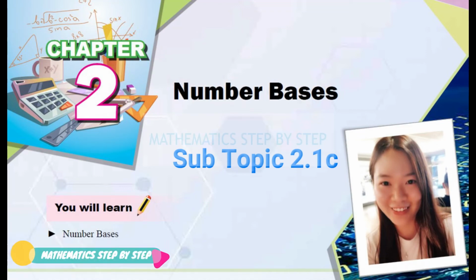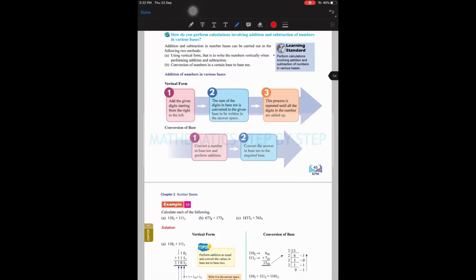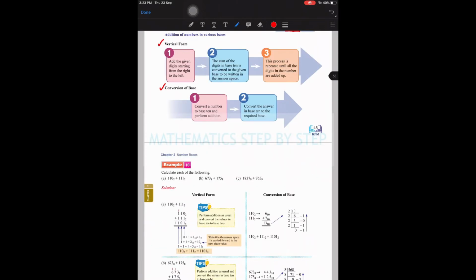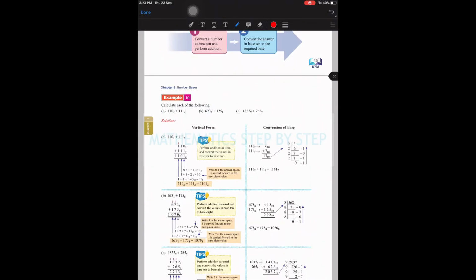I am Ying. So today we'll learn how to perform calculations involving addition and subtraction of numbers in various bases, okay? So there are two methods for the addition of numbers in various bases, okay? So let's go through this example together. Then you guys will understand, okay?